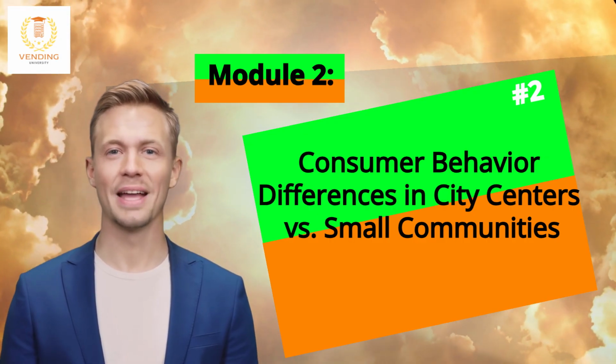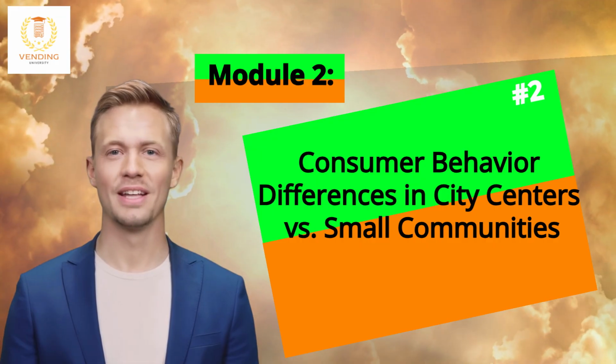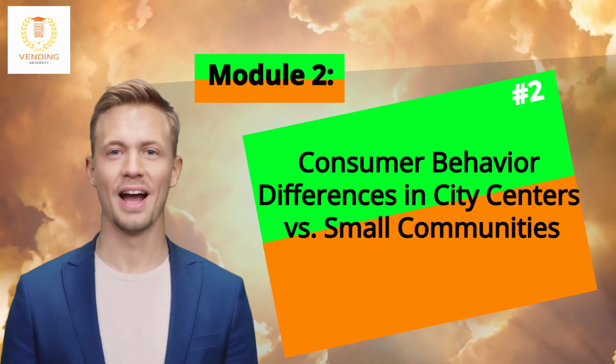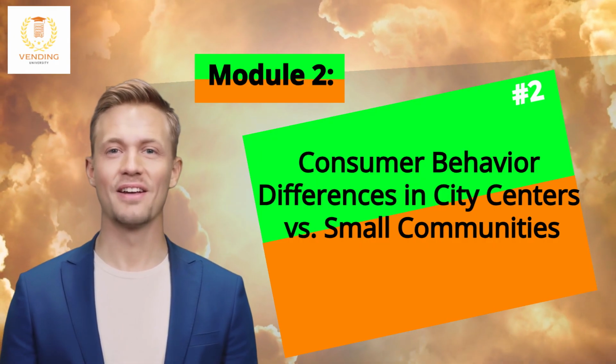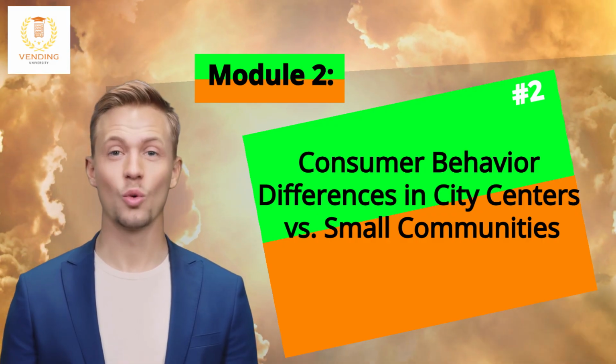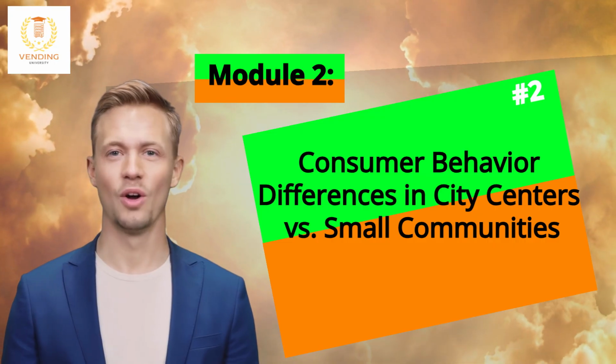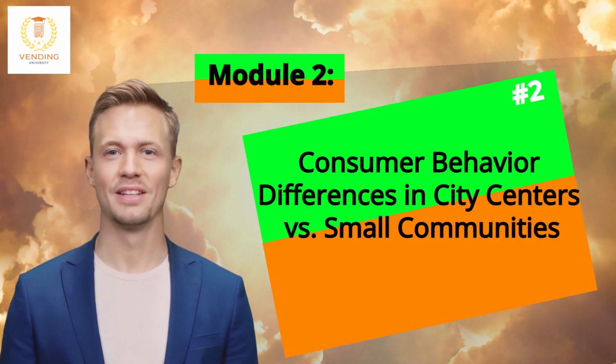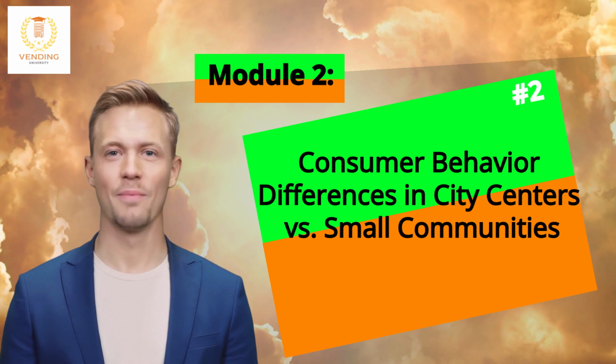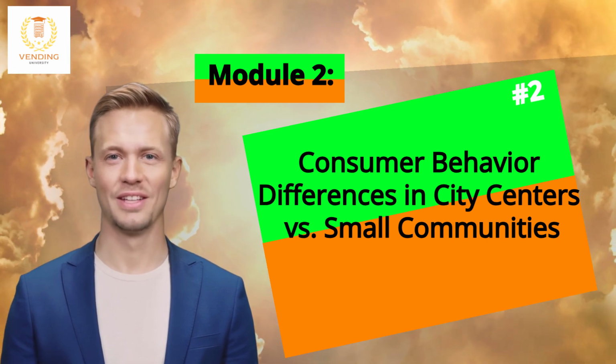Rural consumers behave differently. Their purchasing is more planned, consistent, and tied to routine. They might visit a vending machine after work, during school hours, or while stopping at a local shop, creating a predictable flow. This stability changes the way operators think about product rotation and stocking strategy.